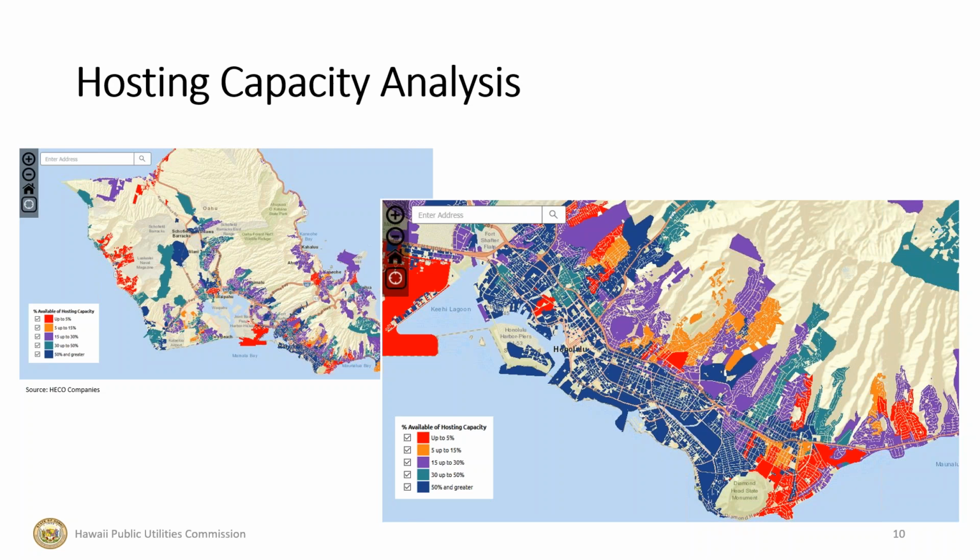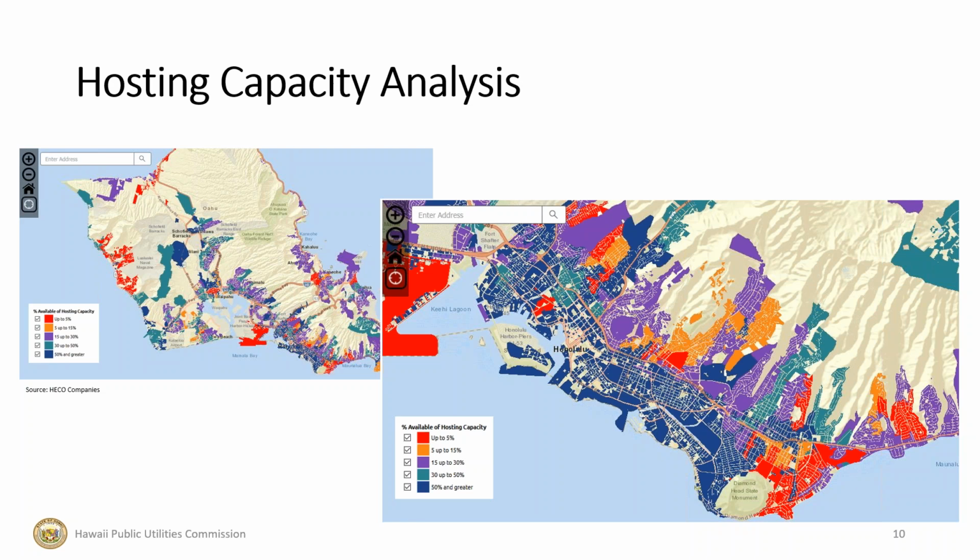And so this is an image showing the island of Oahu, which is where most of the population is in Hawaii. And you can see the red shaded parts are signifying areas with very high DER adoption already. And that means that additional study would be required, or potentially even grid investments or upgrades would need to be paid for by customers to enable interconnection in those areas.